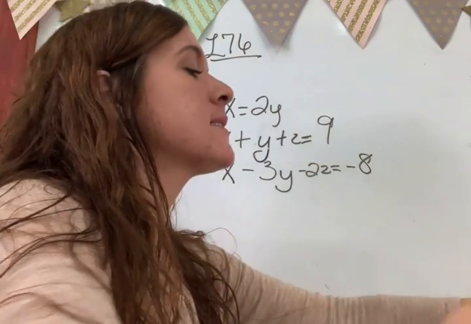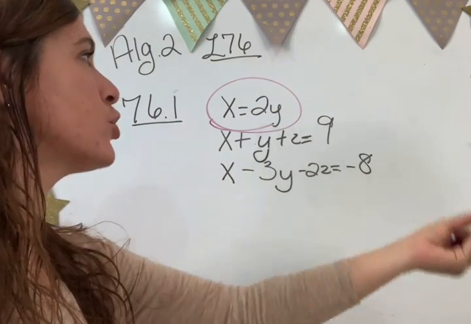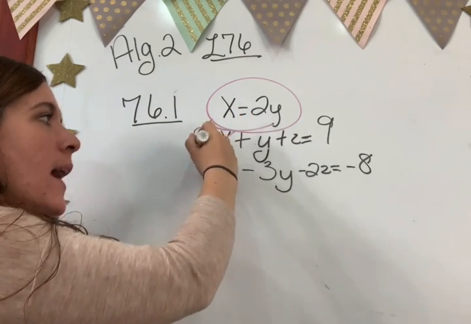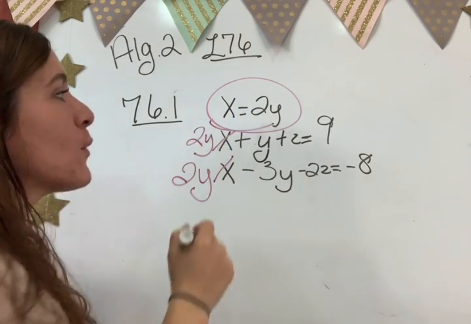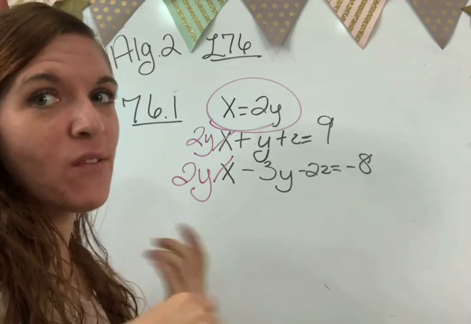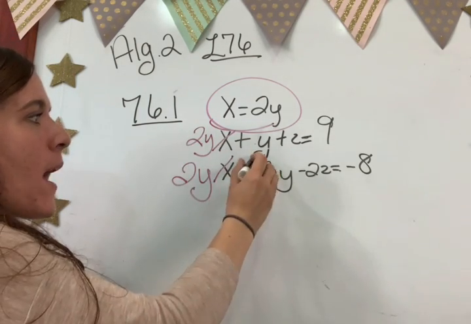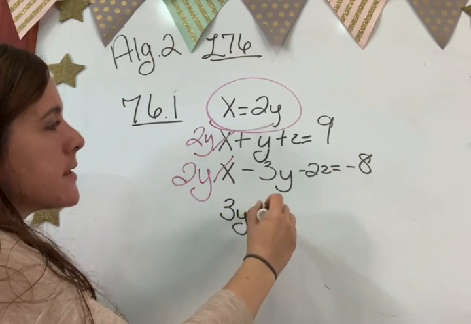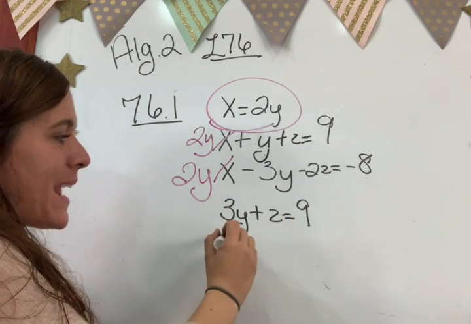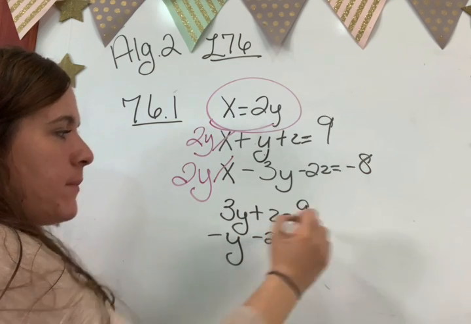Thankfully, they were really nice this time and they gave you this beautiful one right there, that x directly equals 2y. So what am I going to do with that? I'm going to cross out all my x's and make them 2y. So that for right now, I can act like I'm really only trying to find y and z. And at the very end, find the x, right? So I'm going to rewrite these equations. 2y plus y is 3y, plus z equals 9. 2y minus 3y is a negative y, minus 2z equals negative 8, okay?